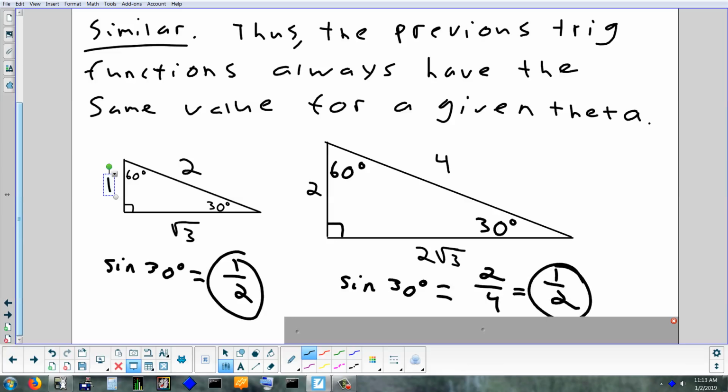So if you've got a 30-degree angle, it doesn't matter if you've got a small triangle or a big triangle. The sine of 30 is always 1/2. Never changes depending on the size of the triangle. Okay. Any questions on that?